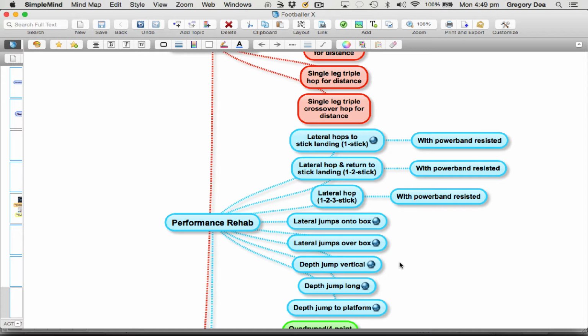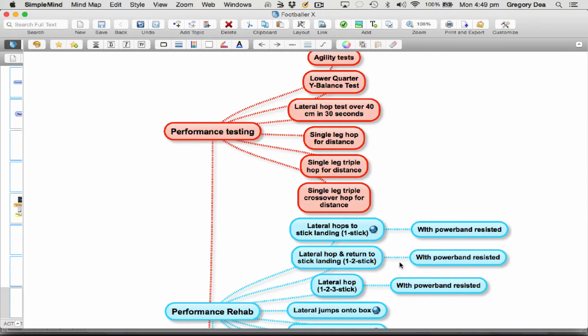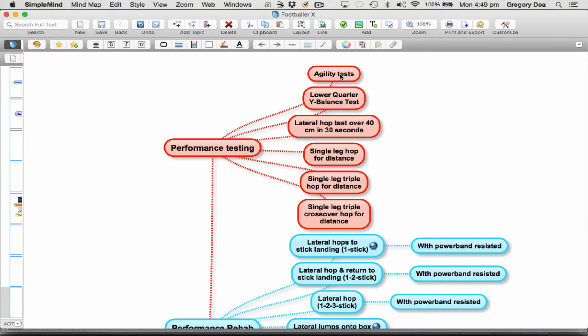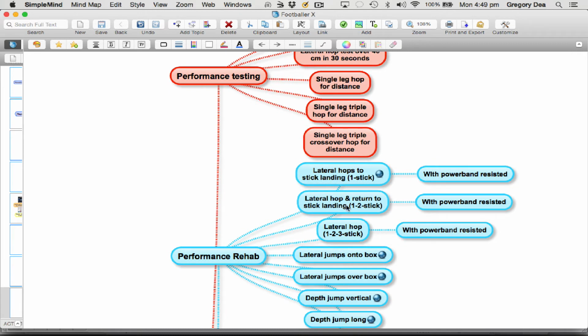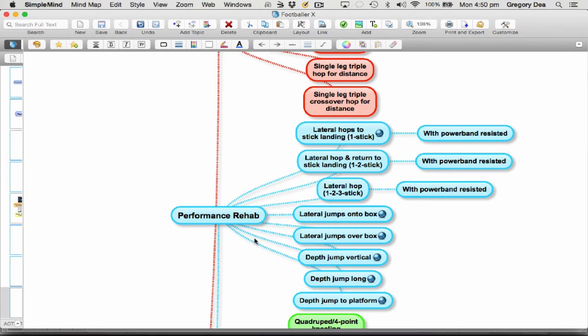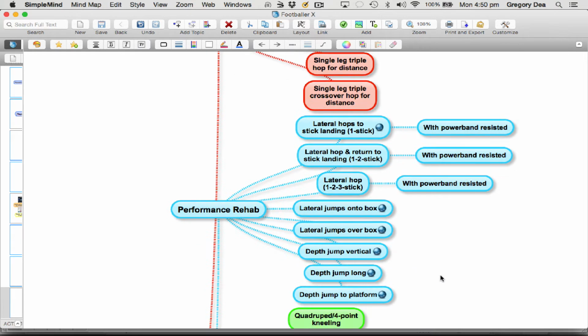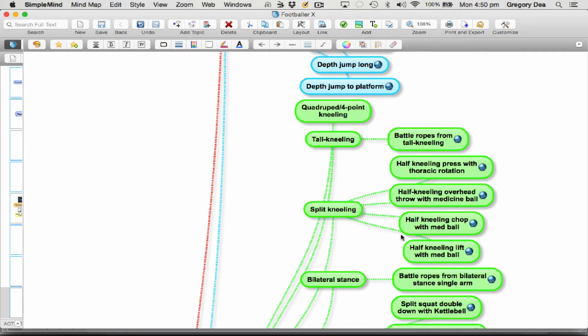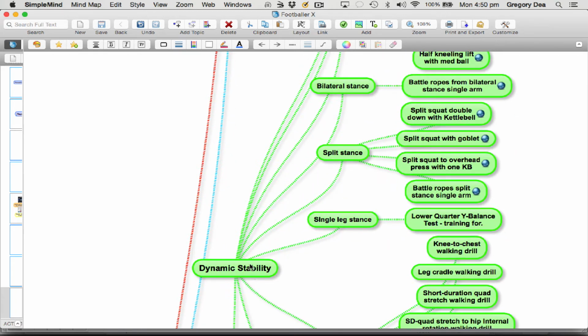So this coach that I'm helping, he can see that before this athlete can be tested for agility, because that's his main goal, he's got to go through some other steps. He's got to do some rehab that prepares him for these tests. Here's some examples of the rehab that can be done. Before he can do that performance rehab where he is jumping around at greater than body weight, he's going to need to do some activities that require dynamic stability in single leg stance.